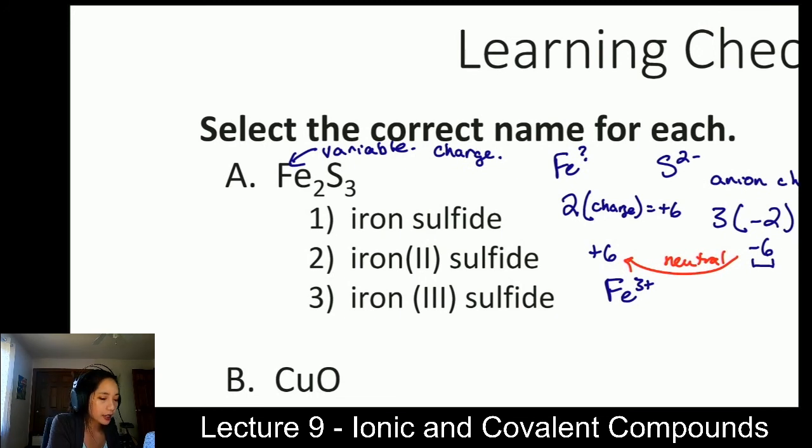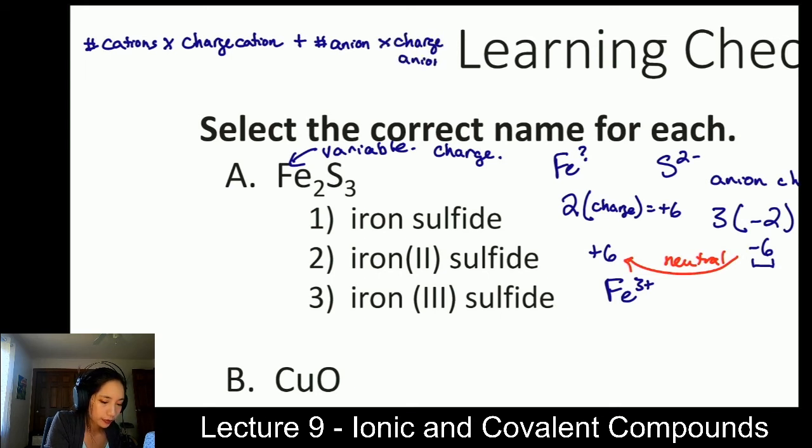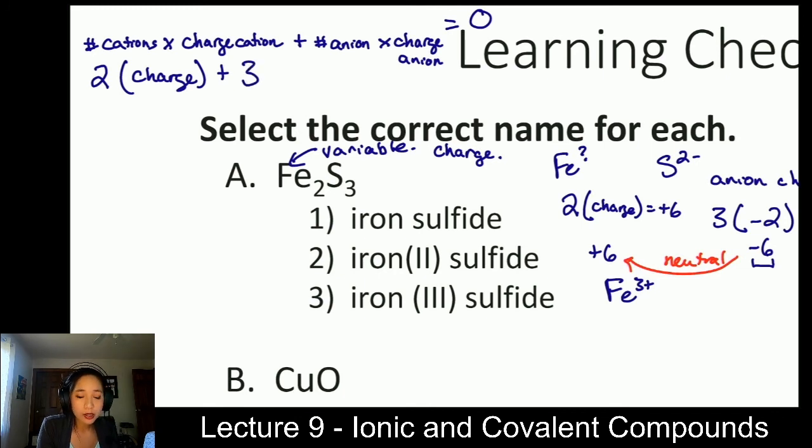So essentially what I said is the number of cations times the charge of the cations plus the number of anions times the charge of the anions has to equal 0. So in this case, if we go through it, the number of cations, there's 2 irons. The charge of the cation, I don't know what that is, so that's our variable, plus the number of anions, in this case it's 3 sulfurs, times the charge of the anion, which is -2, has to equal 0.